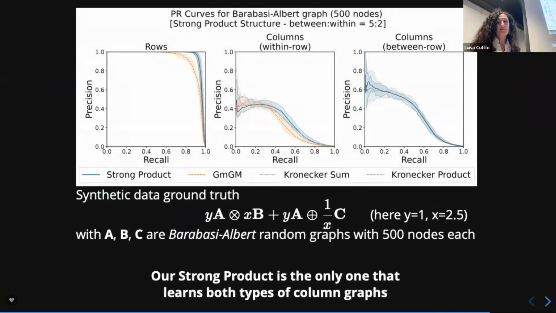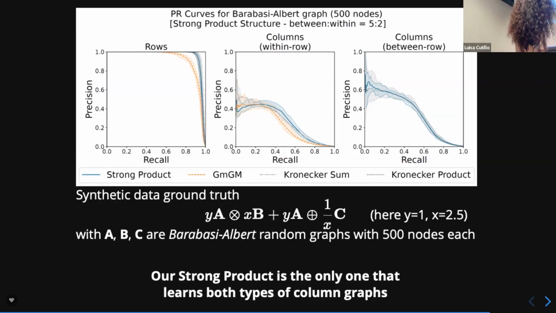Okay, so in terms of results, we simulated some data with this model where A, B, and C are Barabasi-Albert random graphs with 500 nodes each.